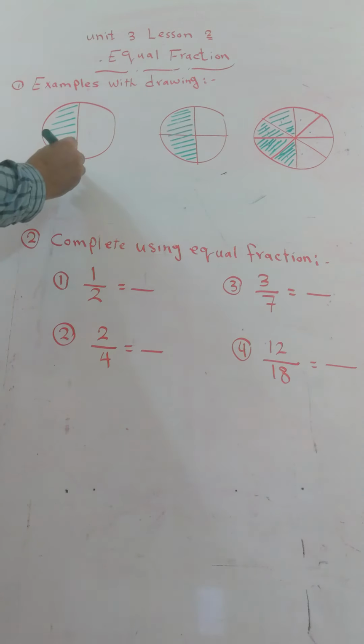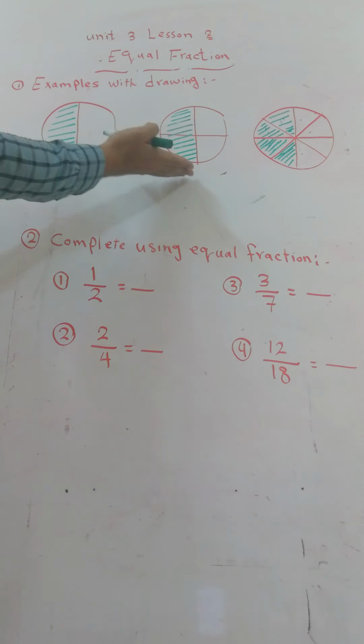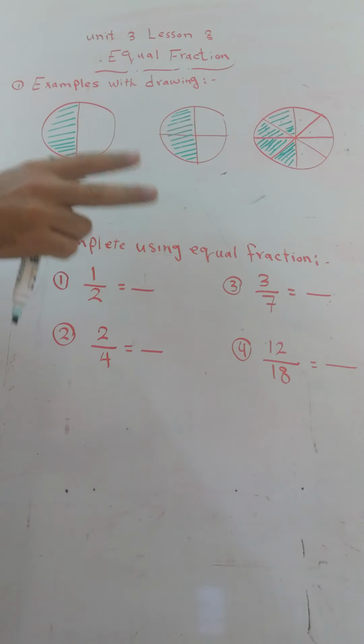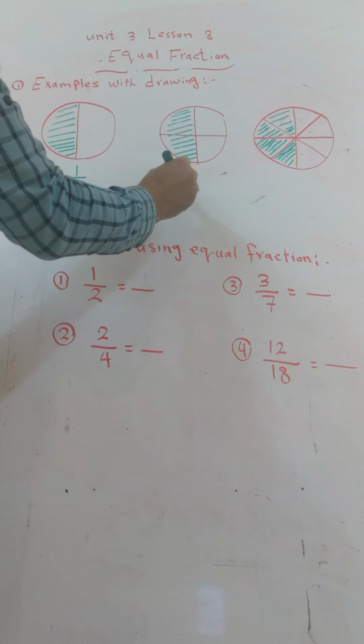At first, we have one shaded part. It will be half. Yes, this fraction will be half, and we know it from the first lesson. At the next shape, we have 4 equal parts and only 2 shaded parts. It will be 2 quarters.